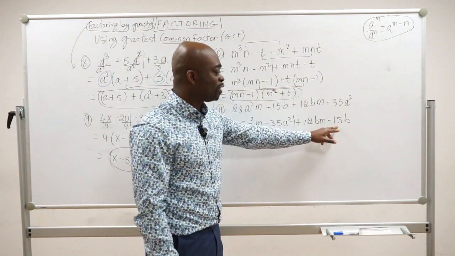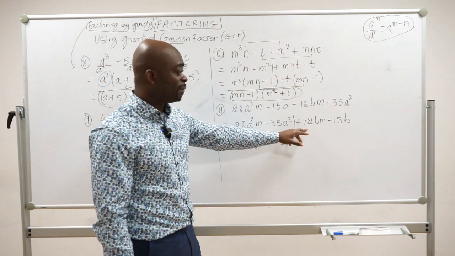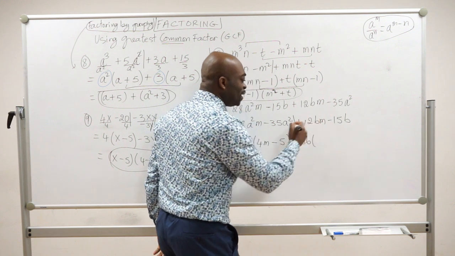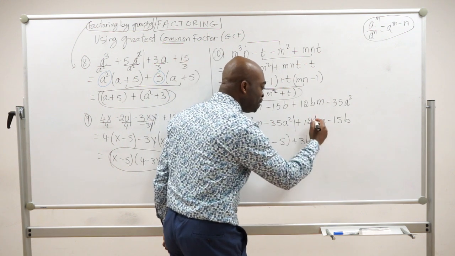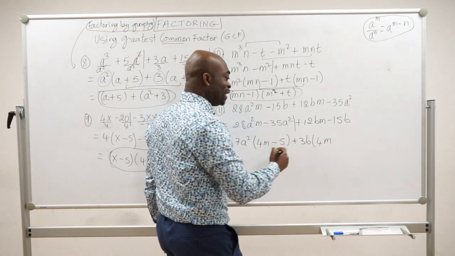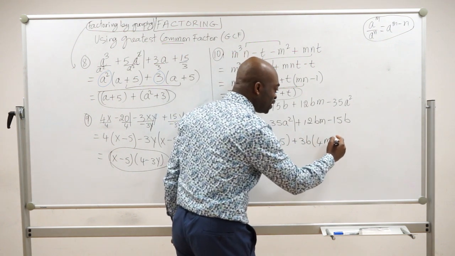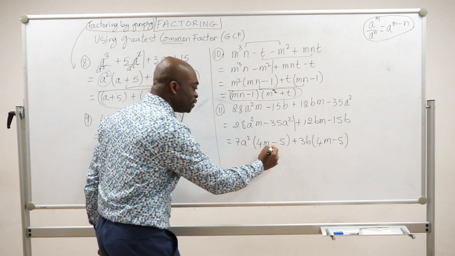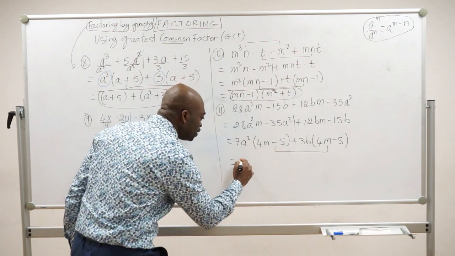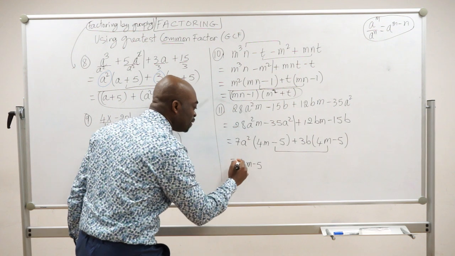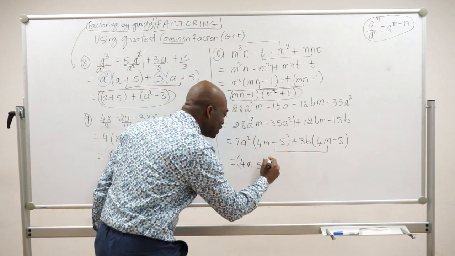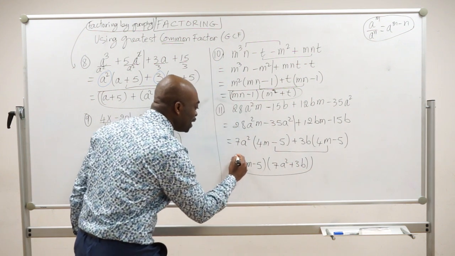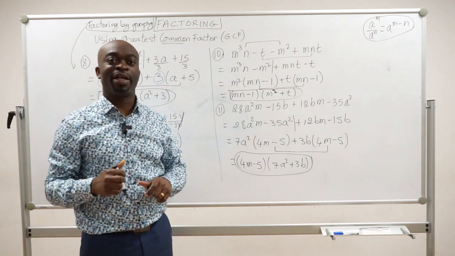So for 12 and 15, what do I have in common? Okay, I got 3 in common, right? And then I have b and b also. So it's going to be plus 3b. And then 12 divided by 3 is what? Is 4. b out, m left. And then here, 3 goes into 15 5 times, and then b out. So I end up with 4 common factors here, which are 4m minus 5 as a common factor, and then times 7a squared plus 3b. And then I'm finished on this one as well. Okay? Thank you.